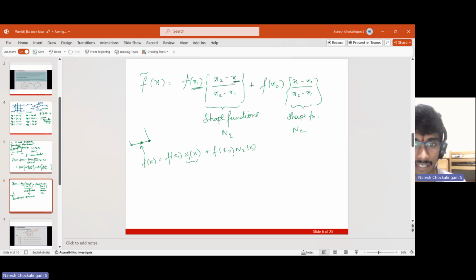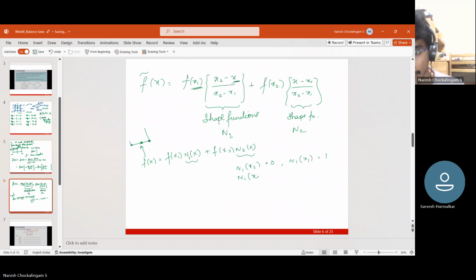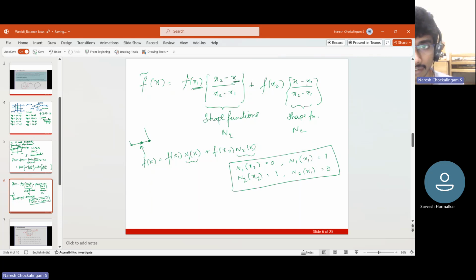These n1 and n2 have certain special properties. The function that is multiplied with f of x1 will be 0 at x2 and it is 1 at x1. So if you put x equal to x2, n1 of x2 will be 0 and n1 of x1 will be 1. Similarly, n2 of x2 will be 1 and n2 of x1 will be 0. You can actually check this. N1 of x2 is 0: just put x equal to x2 here, it will vanish. If you put x equal to x2 here, this will become 1. N2 of x2 will be 1.